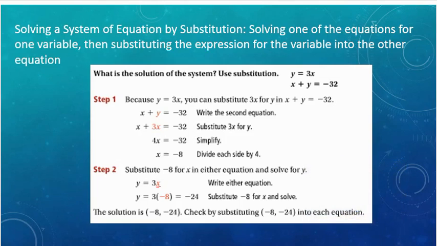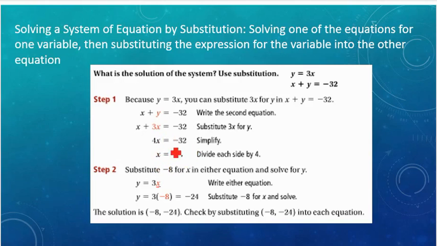Solving a system of equations by substitution is when you solve one of the equations for one of the variables. Then you substitute that into the other equation to solve for your second variable. So in this example, you have y equals 3x and x plus y equals negative 32. Because you have y equals 3x, you can substitute your 3x in for the y of your second equation. So instead of writing y, you're going to write what y equals.